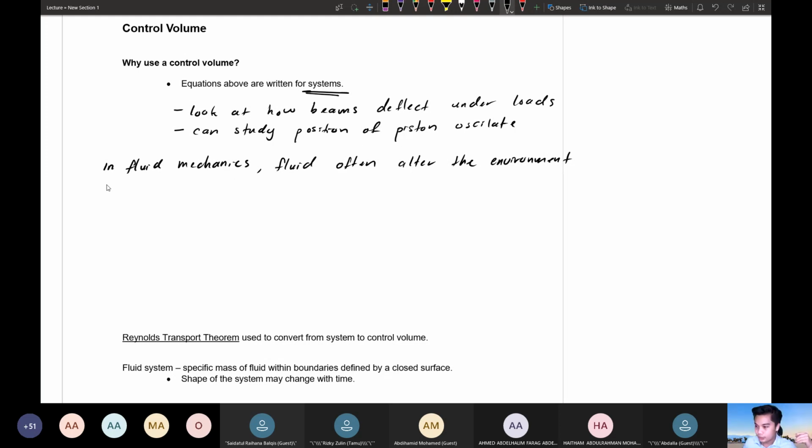The environment in which a product operates. Whatever product or machine operates, it will alter the environment by the fluid mechanics, by the fluid itself. So that is why we need to know the effect.